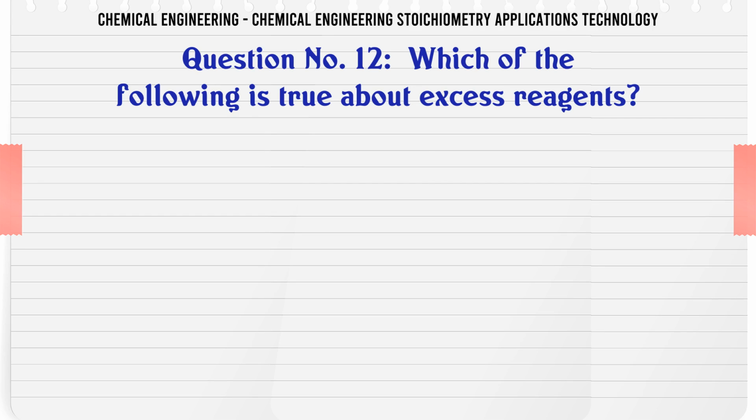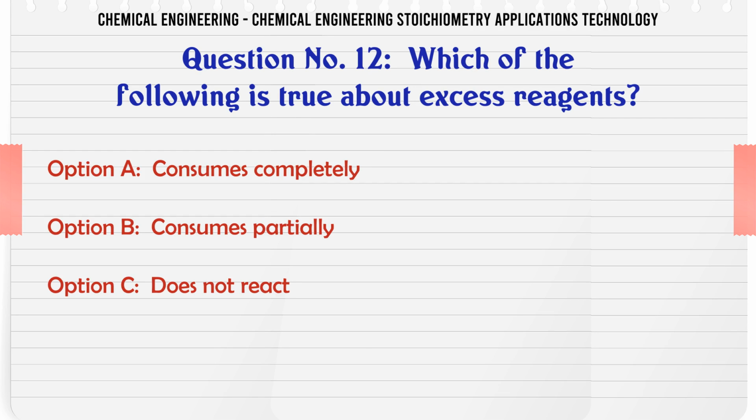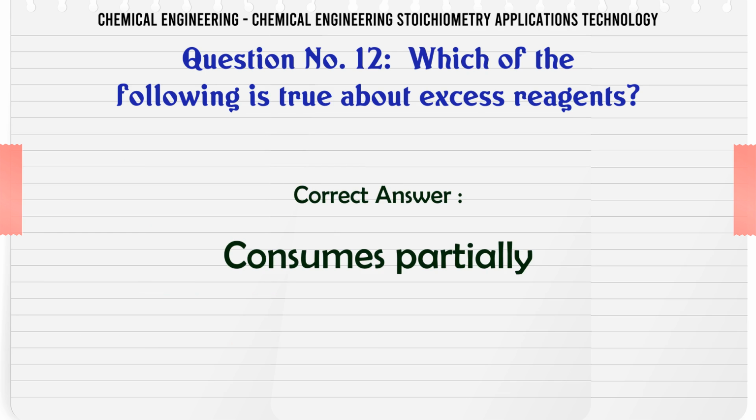Which of the following is true about excess reagents? A consumes completely, B consumes partially, C does not react, D none of the mentioned. The correct answer is consumes partially.